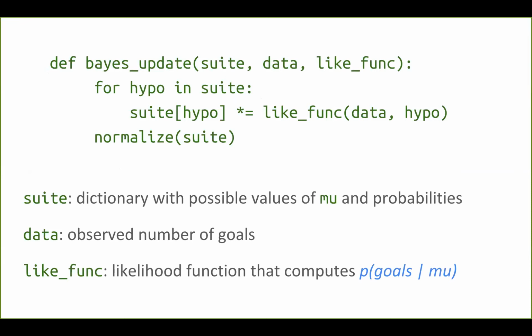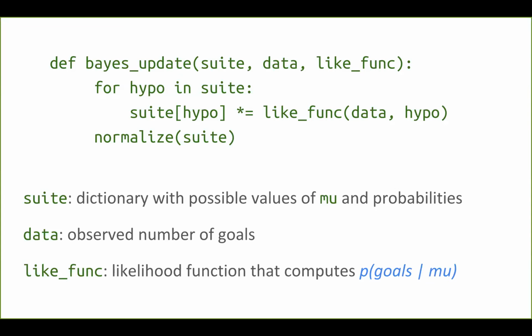Here's what that looks like in code. So this is a function that does a Bayesian update. It takes a suite and data and a likelihood function. So the suite is a suite of possibilities. It's a dictionary that maps from each possible value of mu to the probability of that value. And I'm going to do an update by modifying the suite according to the data that I've observed, which in this case is the observed number of goals. What I need to do that is the likelihood function, which computes this conditional probability, the chance of seeing a certain number of goals given a hypothetical value of mu.